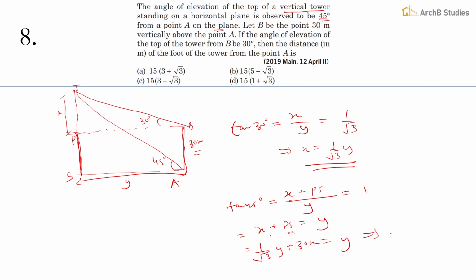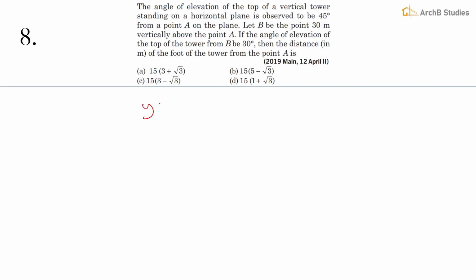So from here we can get the value of y. y minus y by root 3 will be equal to 30. So if we just take the common, y into 1 minus 1 by root 3 will be 30. So y into root 3 minus 1 over root 3 is equal to 30. So now rationalizing it, first let's write it like this.